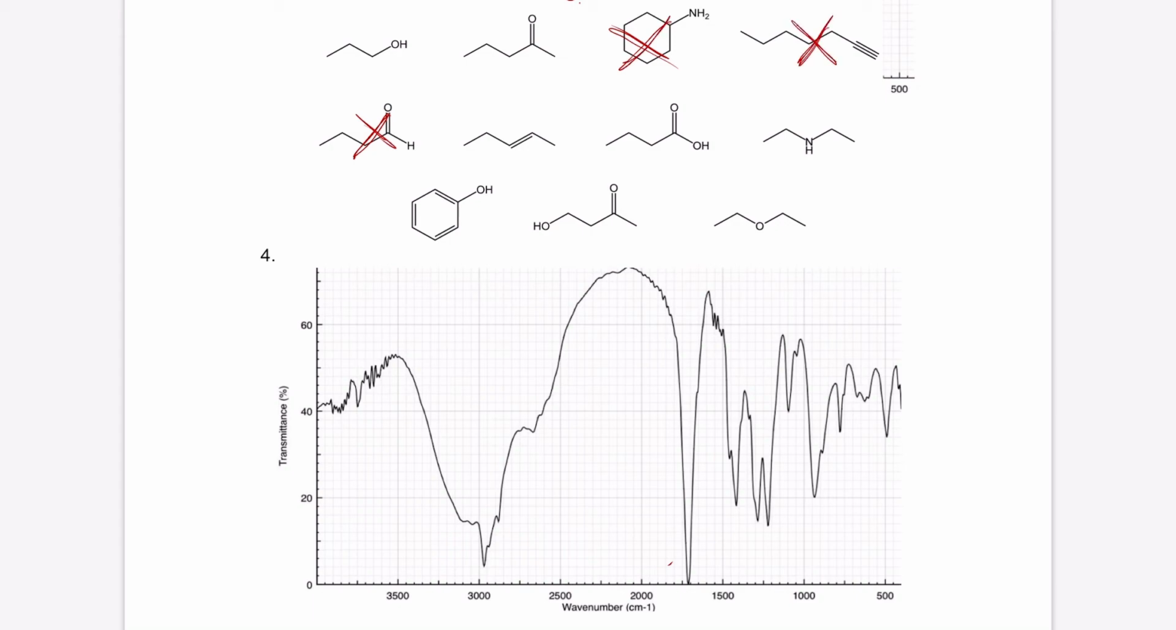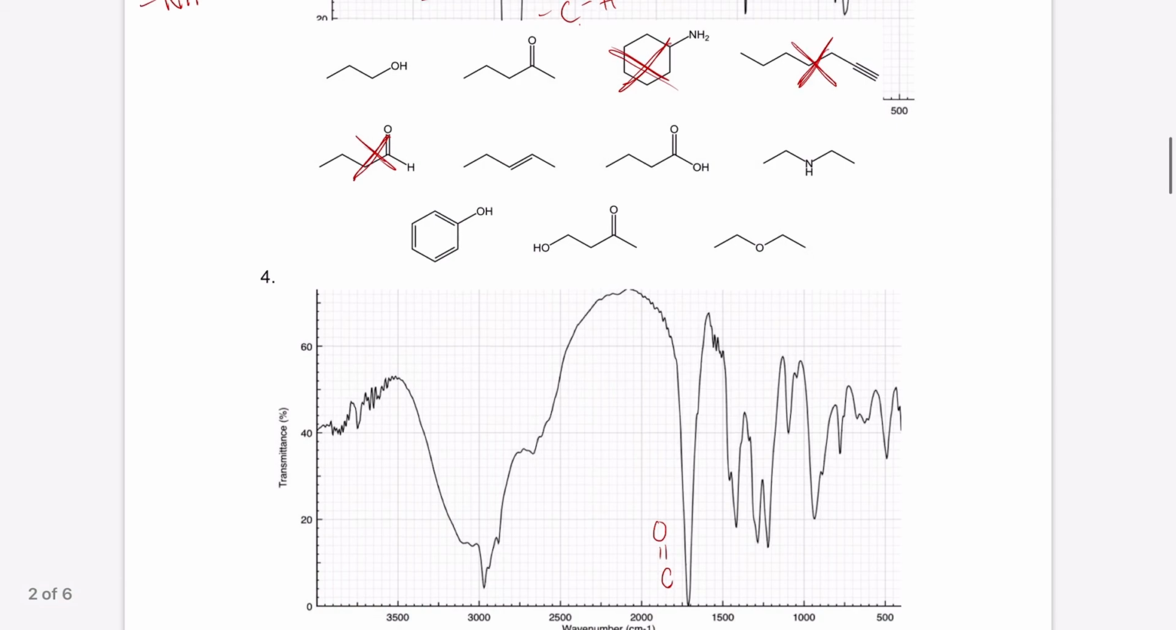So question 4, we have a very, very prominent band around 1700. So again, this is going to be a carbonyl group that we're looking for. And this narrows down our answer to 3 compounds.